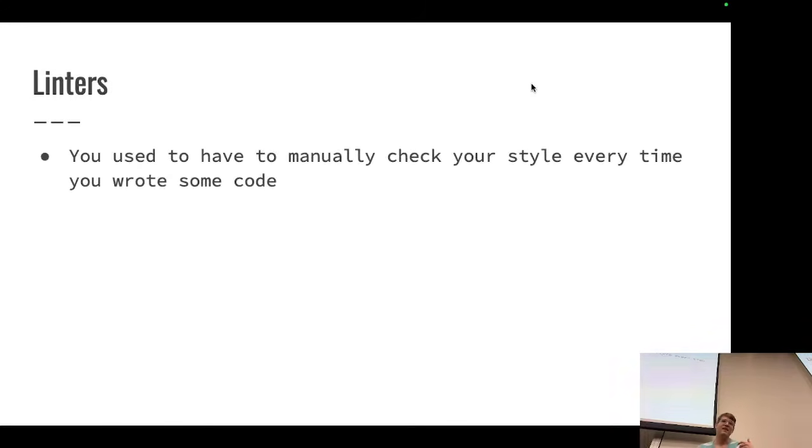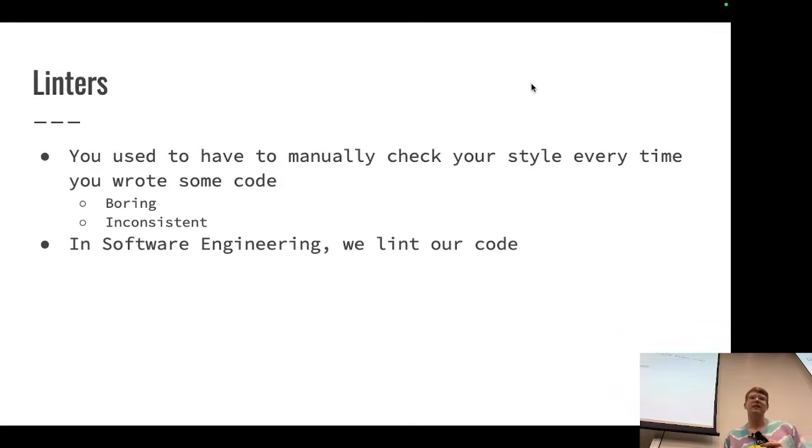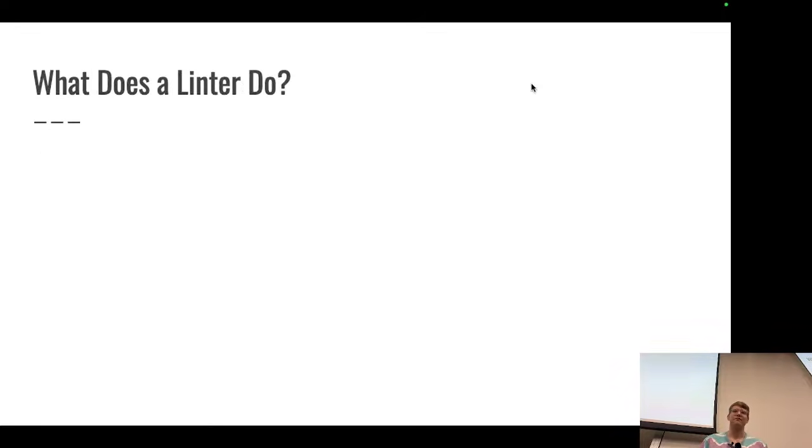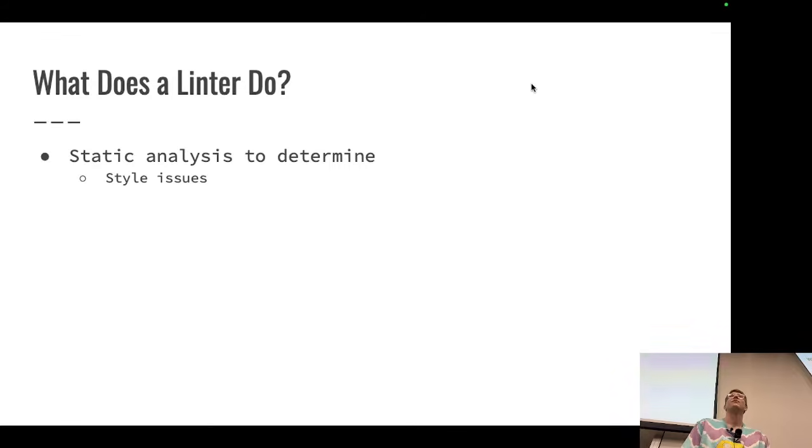Yes, so manually checking our style every time we write code is quite annoying and bothersome, boring. I couldn't have said it better myself. It's inconsistent. And in software engineering, we're going to run a linter, which is another form of static verification. Who here was just sad we didn't have enough static verification yet? Don't worry, we've got more. Yeah, they pick out the loose threads in our code, much like regular lint. Yep, static analysis. I've sort of already said these points.